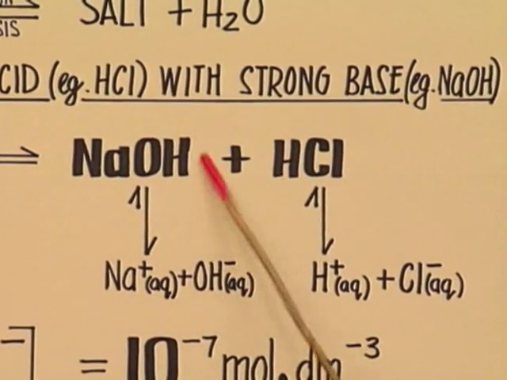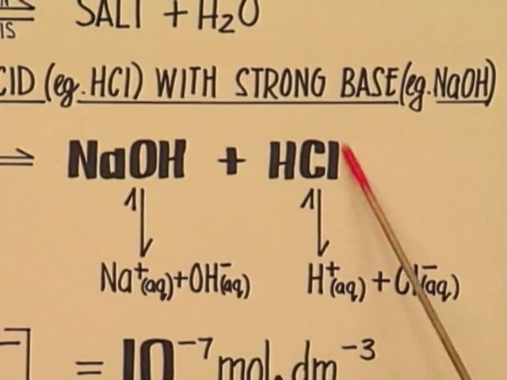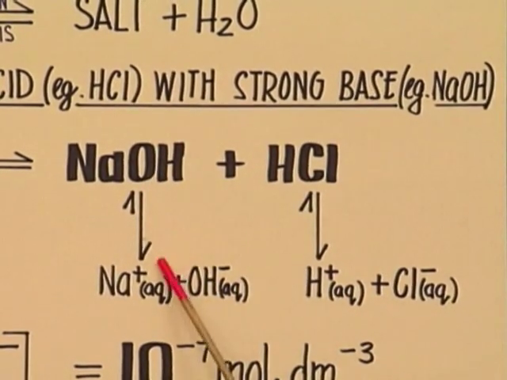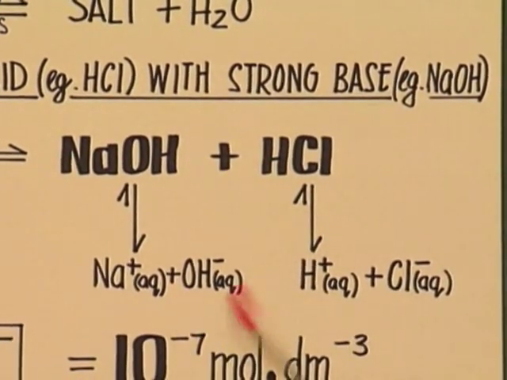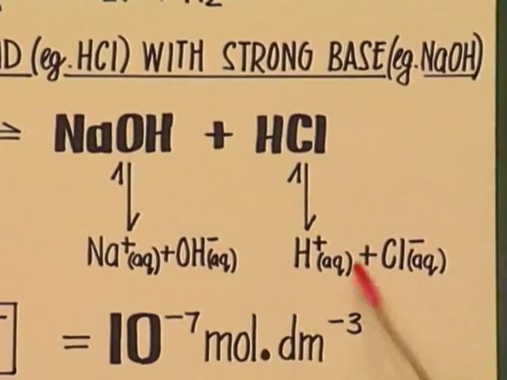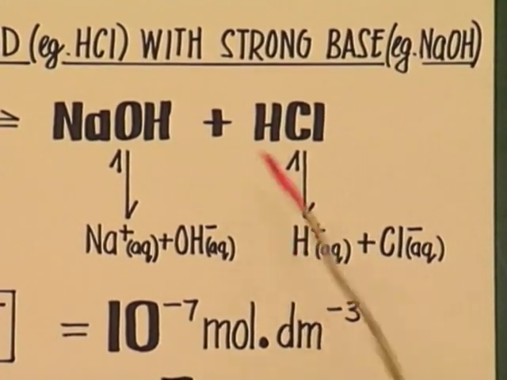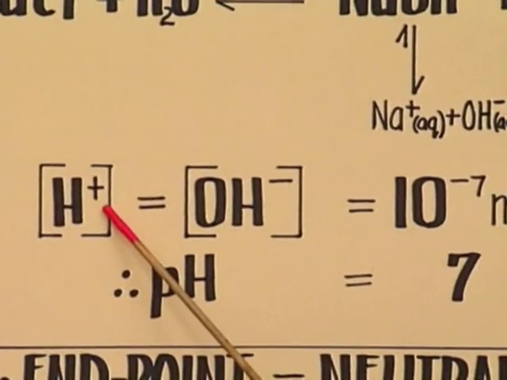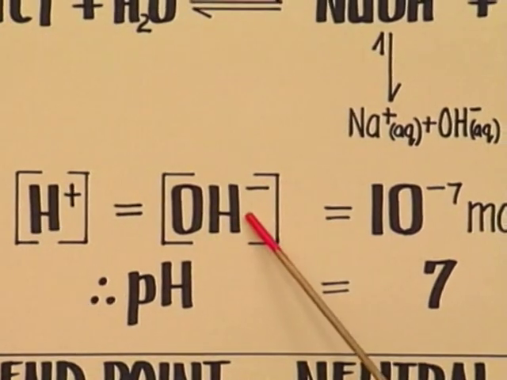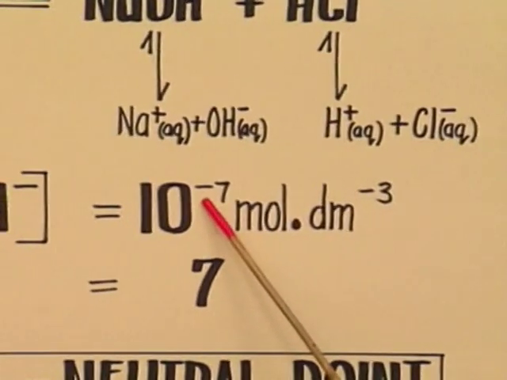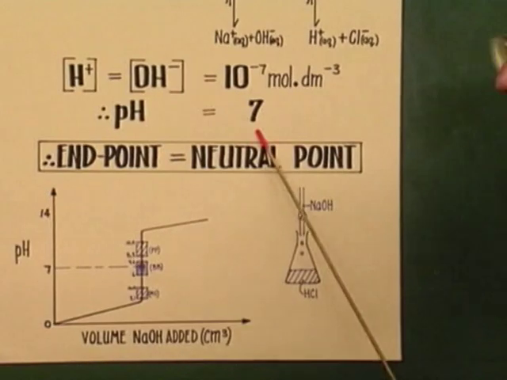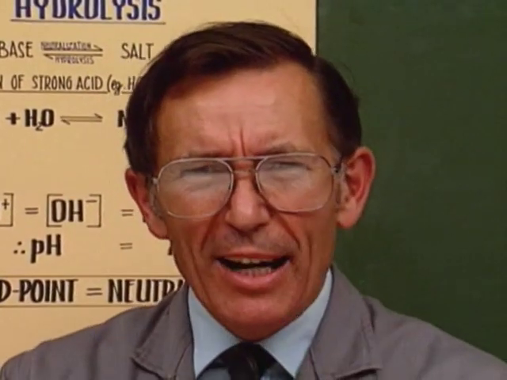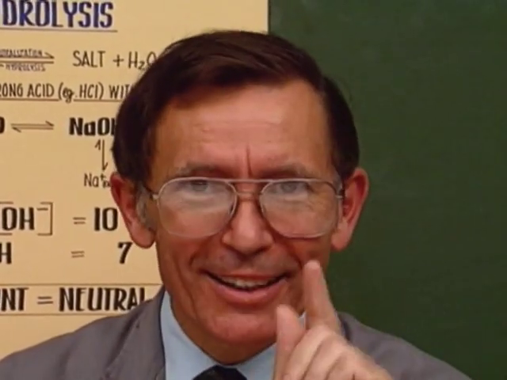But since sodium hydroxide is such a strong alkali and hydrochloric acid is such a strong acid, they will both be completely dissociated in water. And since they react in the ratio of 1 to 1, you'll have the same number of hydroxide ions present as hydrogen ions in the solution. This, of course, means that the concentration of the hydrogen ions will be exactly equal to the concentration of hydroxide ions, which in turn is equal to 10 to the power minus 7 moles per cubic decimeter, and that makes the pH 7. This means that the salt of a strong acid and a strong base undergoes no hydrolysis, and the solution will be neutral at the end point.